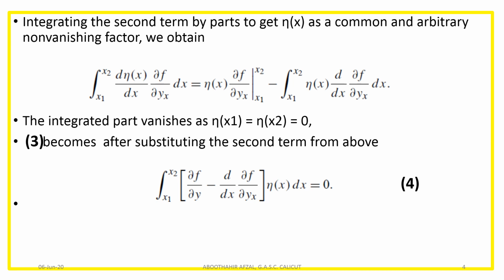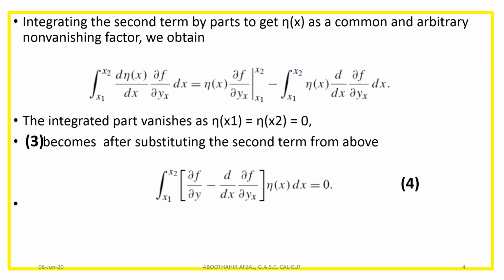So the second term of this integration by parts will become integral x1 to x2 η into d/dx of ∂f/∂y_x, that into dx. Now as I told you, η is nothing but a deviation of y. That means the difference in y at a particular x is what I call as η, or α into δy is called as η.